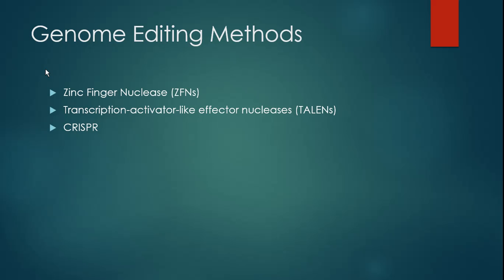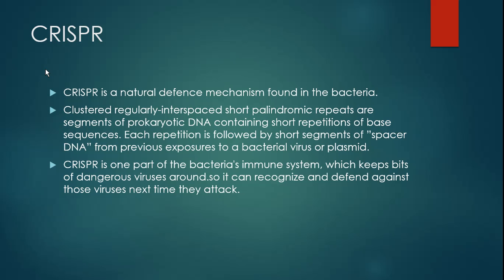ZFN or TALENs are somewhat difficult and time-consuming to develop, design, and empirically test in a cellular context. These drawbacks resulted in the development of a new technology called CRISPR. The full form of CRISPR is clustered regularly interspaced palindromic repeats. So the question arises, what is CRISPR?